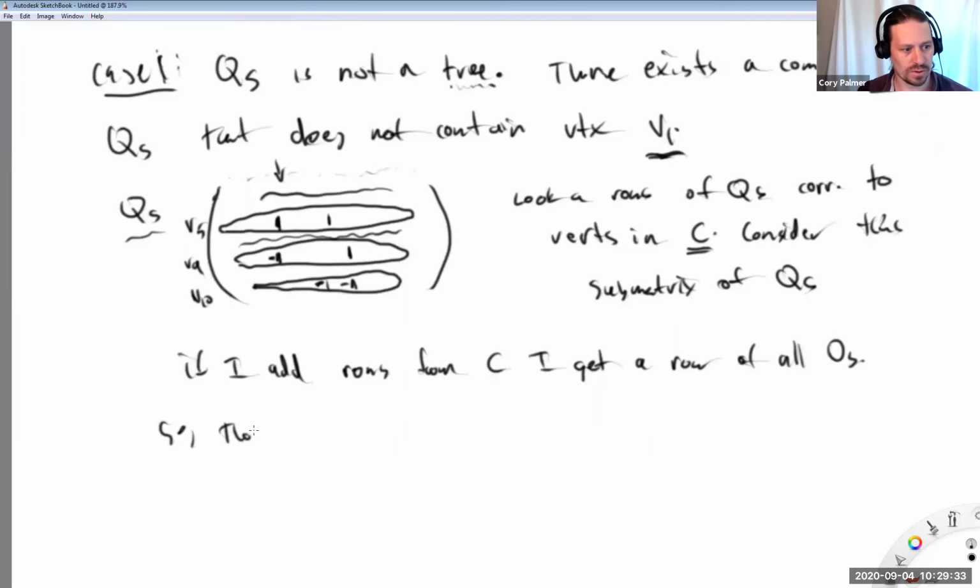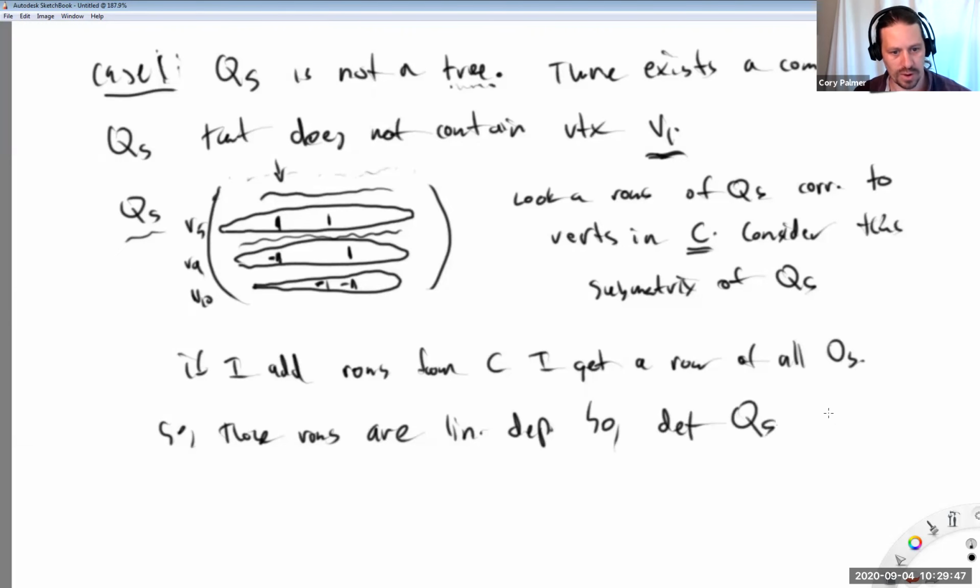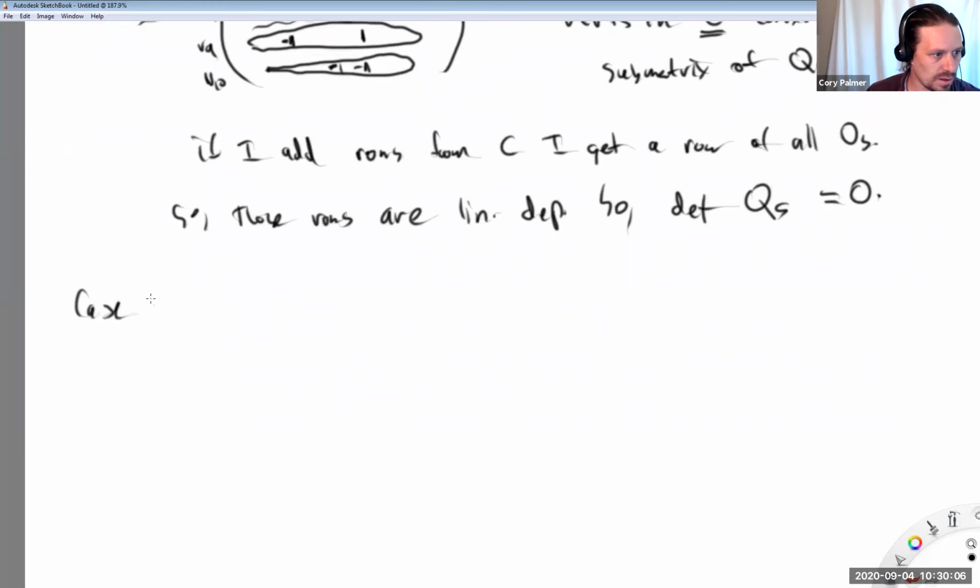So those rows are linearly dependent. So the determinant of the full thing, Q of S, is 0, because that component worked together. Don't forget, V1 was missing from this. The component still could be everything else there, but when I add them together, I get 0. Q of S has determinant 0 because some of the rows were linearly dependent. All right, so now let's look at case 2. This one is not any harder: say Q of S is a tree.